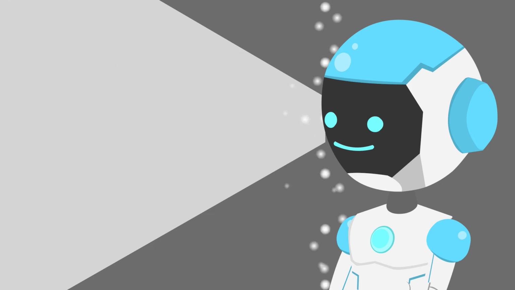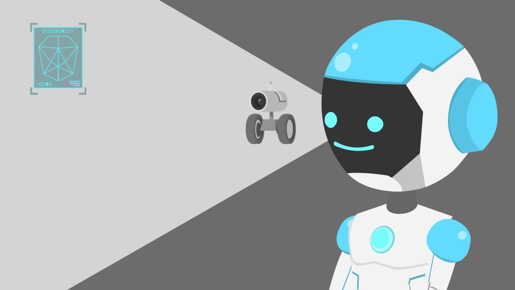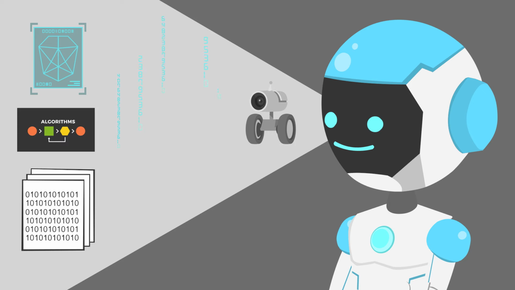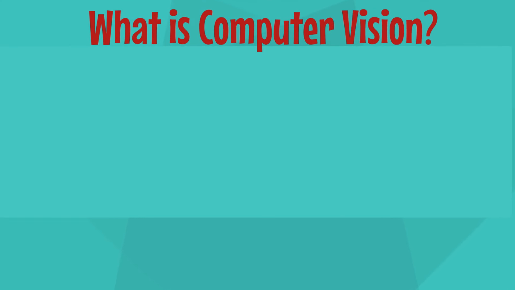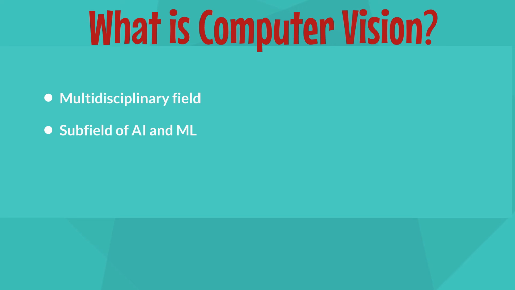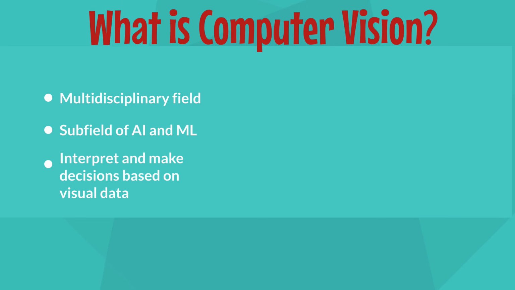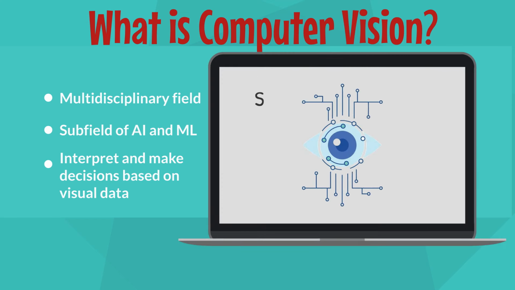Machines or computers use similar logic to comprehend the visual world. This technology teaches machines to accomplish these tasks, but it must do so in much shorter time, using cameras, data, and algorithms rather than retinas, optic nerves, and the visual brain. Computer vision is a multidisciplinary field. It can be considered a subfield of artificial intelligence and machine learning. Computer vision enables computers to interpret and make decisions based on visual data. It is an area of computer science that allows machines to see, recognize, and process images just like humans.